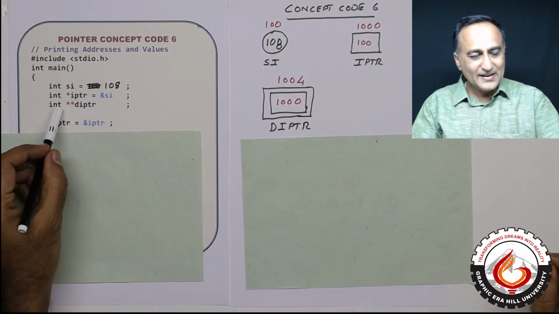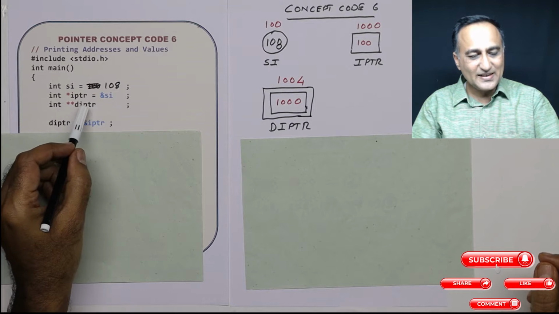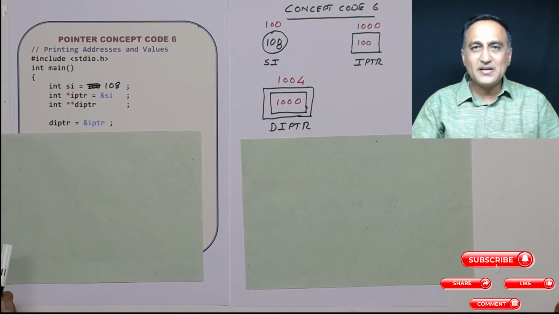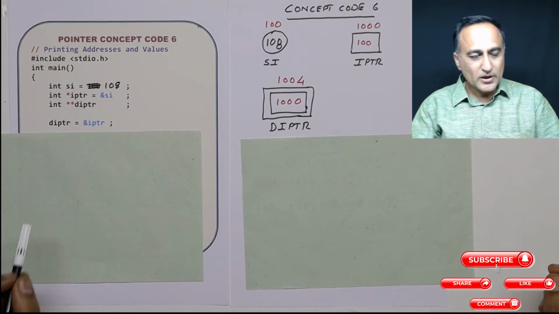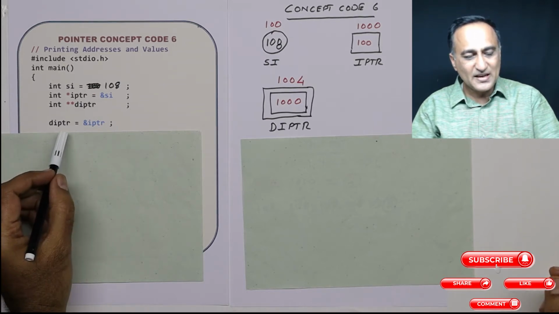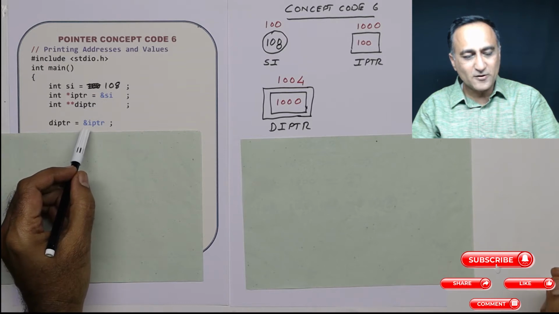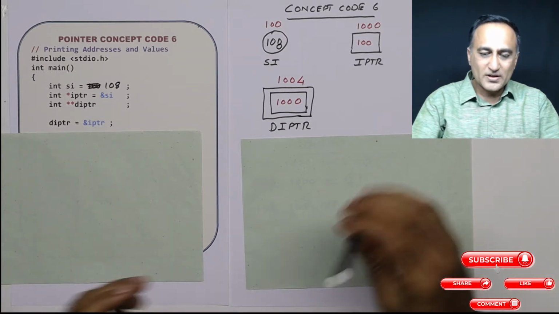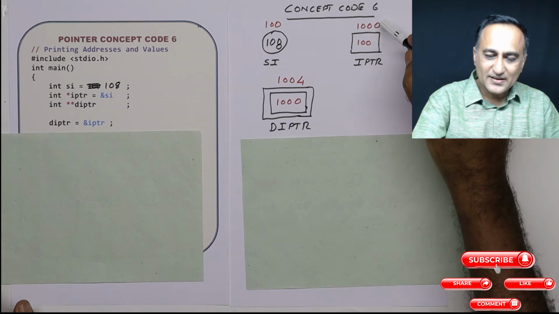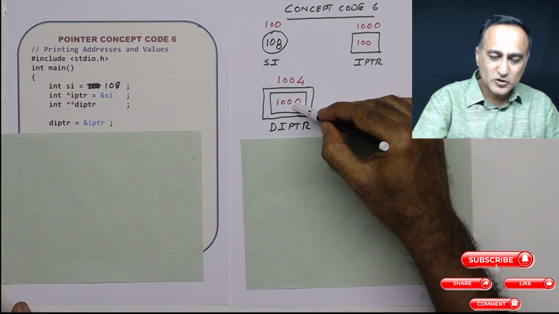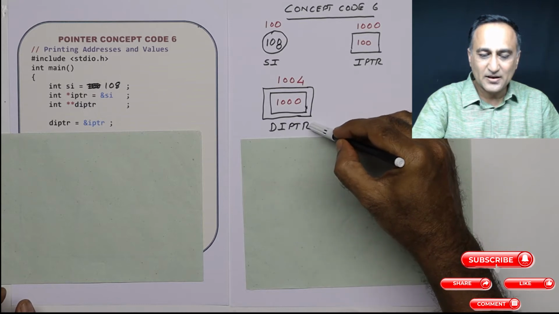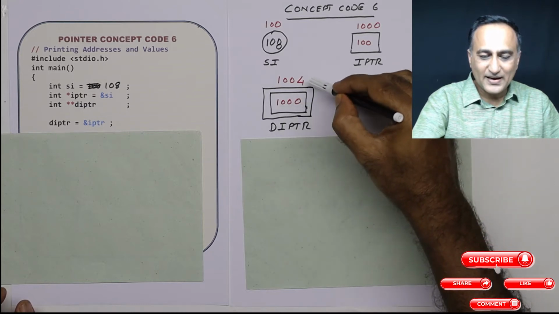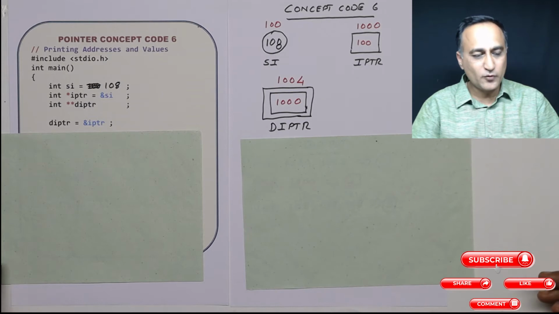Now iptr itself exists at address 1000. Then I have declared int **diptr. diptr indicates double pointer. So what I am doing with diptr is I am saying diptr is equal to address of iptr. So what is address of iptr? It is 1000. So 1000 happens to be the value or address contained in diptr. diptr itself exists at address 1004.